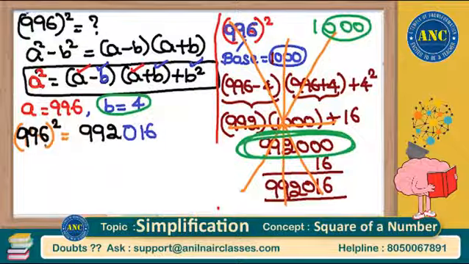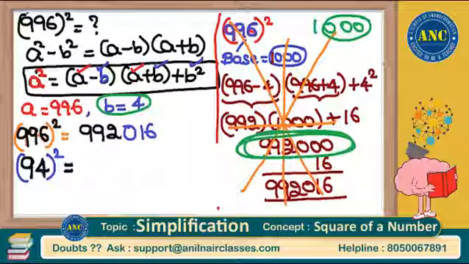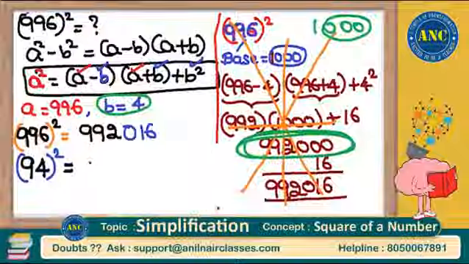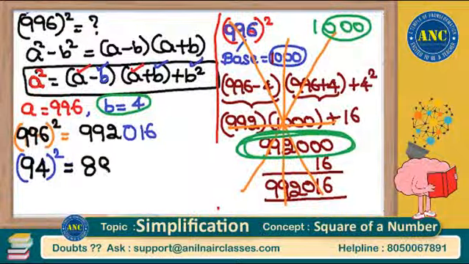Well, let us take a few more problems. First problem of today's class, 94 whole square. We solved it using a plus b whole square. Using this methodology, let us see whether we will get the same answer, 8836. Listen carefully, sir. 94 is closer to 100. 100 has 2 zeros. First of all, what is the small b value? 100 minus 94 is 6. Subtract 6 from 94. 94 minus 6 is 88.